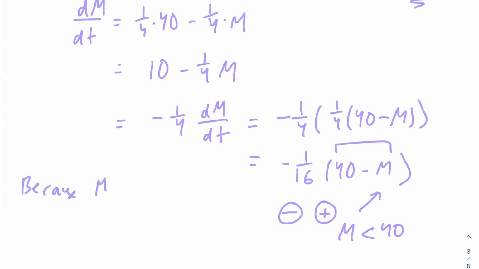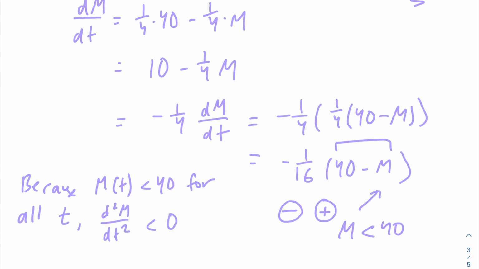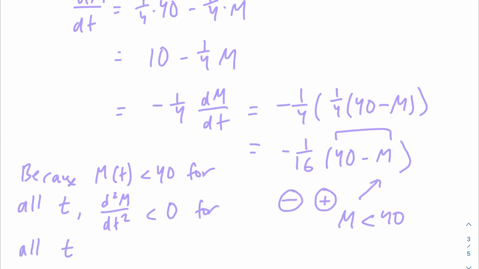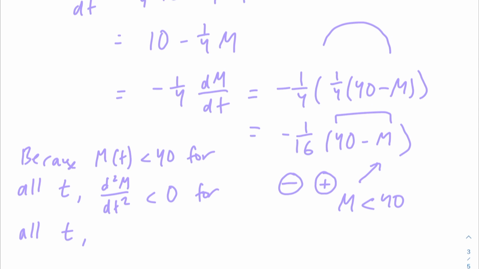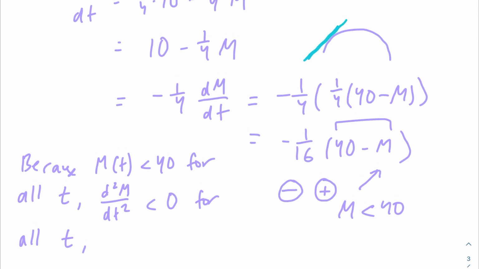Because m of t is less than 40 for all t, the second derivative is going to be less than 0 for all t. So then what does that mean? What does a negative second derivative mean? It means that our graph is concave down, okay? It's concave down, which means that if we looked at the tangent line for that, we would see that it's actually an over approximation, right? So let's say, for example, we were trying to approximate this value here. Well, on the tangent line, it's way up here, right?